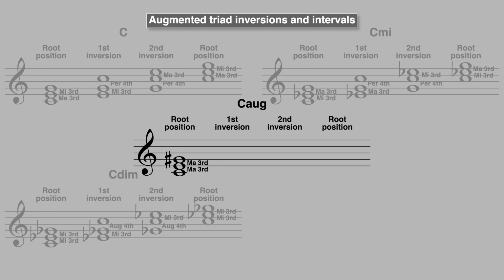Notice the internal intervals of an augmented triad in root position. From the root up to the third, there is a major third interval, and from the third up to the fifth, there is also a major third. This creates an augmented fifth interval from the lowest to the highest note.